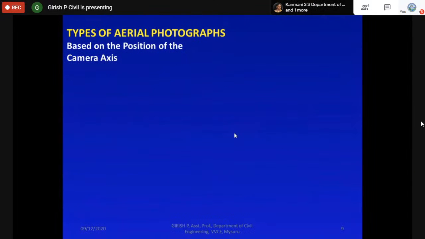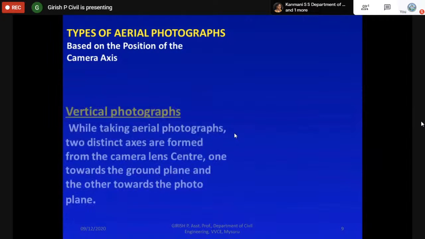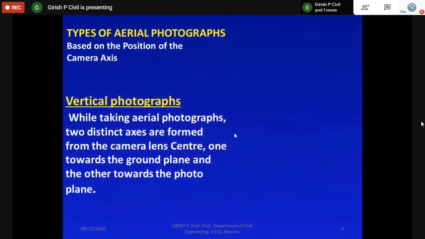Coming to the types of aerial photographs, there are several ways that aerial photographs can be taken. But whatever the method that we follow, the photographs are always based on the position of the camera axis. Whatever the type of aerial photograph, it may be a vertical photograph, a low oblique photograph, or a high oblique photograph, all the photographs are mainly based on the camera axis.